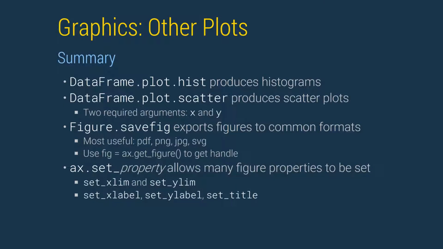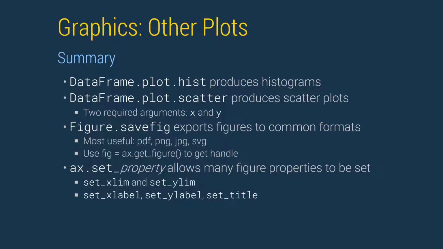This lesson introduced histograms and scatter plots. Histograms visualize the distribution of a variable. Histograms require no additional inputs, although it is often useful to explore changing the default number of bins. Scatter plots show the relationship between two variables and require two inputs, x and y, which are the column names that contain the data to plot along the x and y axes.